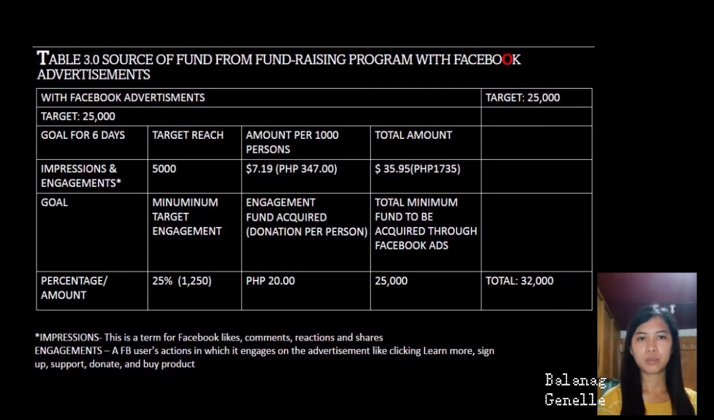With this, we can accumulate a total of 25,000 pesos from the 25% minimum effectiveness of a certain FB advertisement, which is 1,250 of the people who will be seeing and possibly engaging with our advertisement and donating to our program.